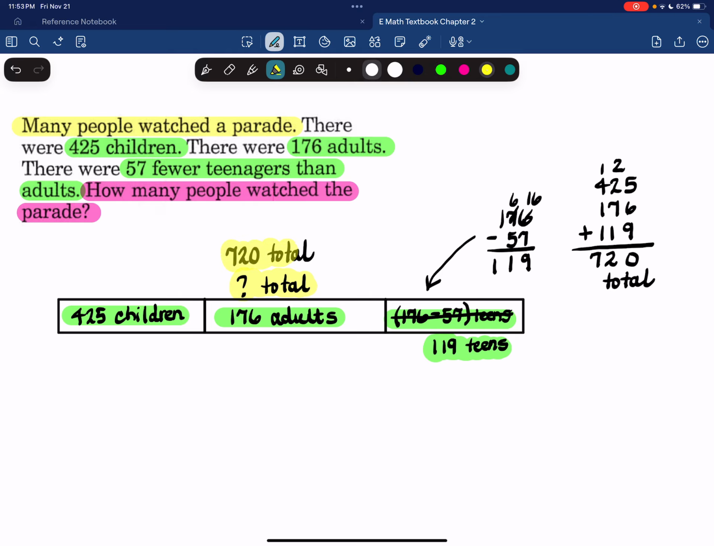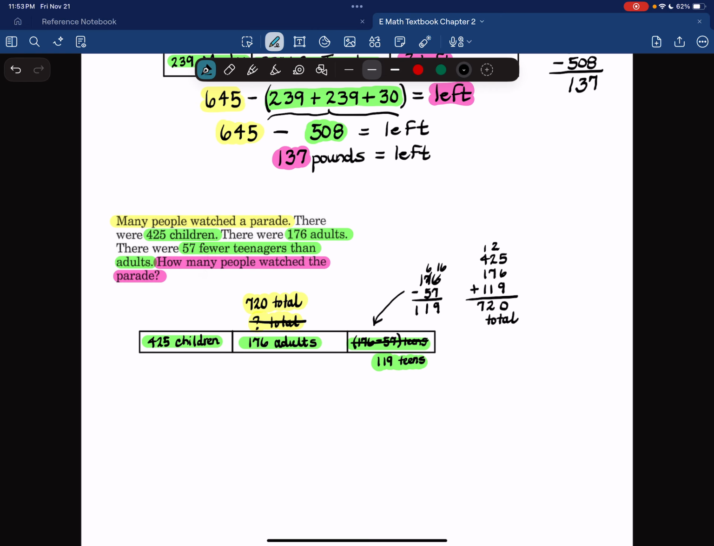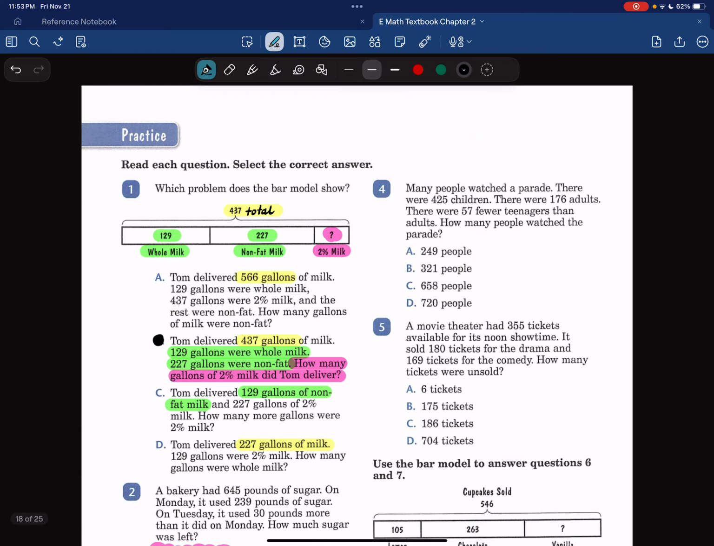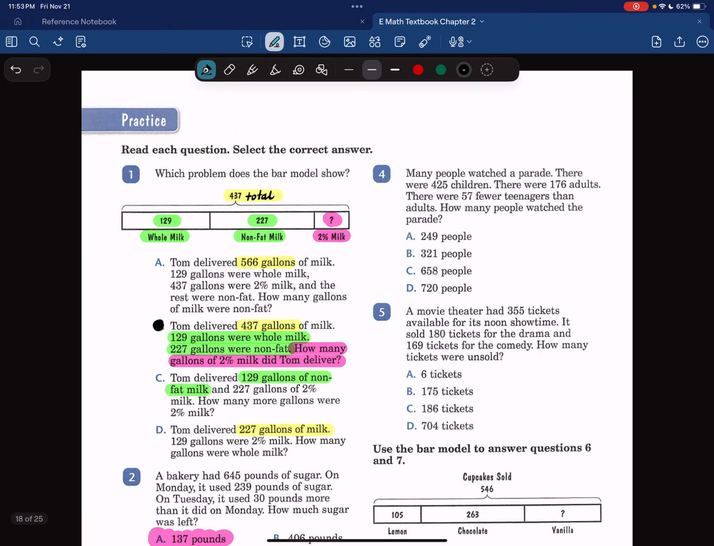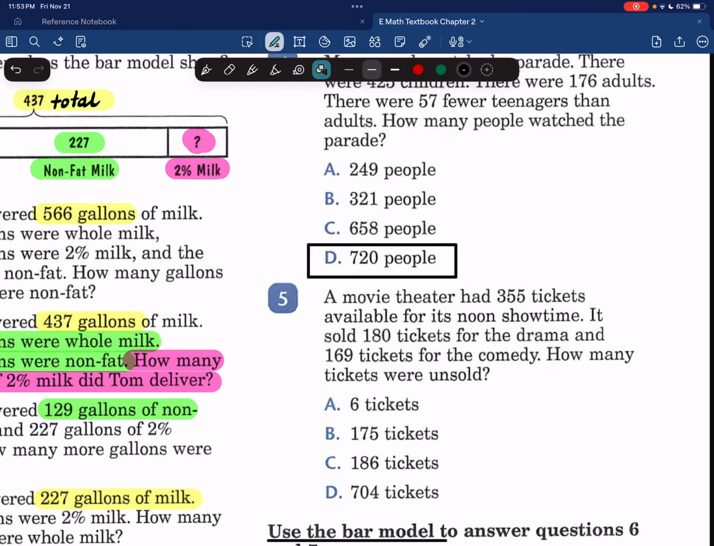Do you see how this model helps us stay organized? It helps us find out what we need to do and what we already know. So the answer I want is 720. I keep going back to the notebook. How about this one? D, 720.